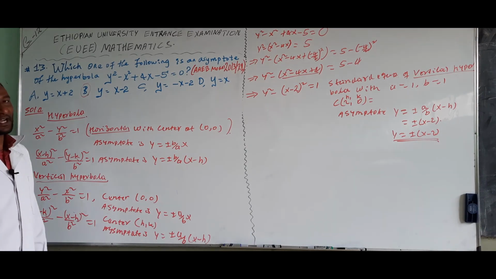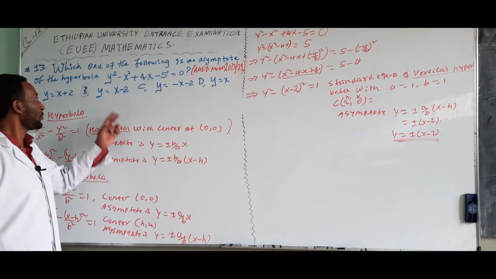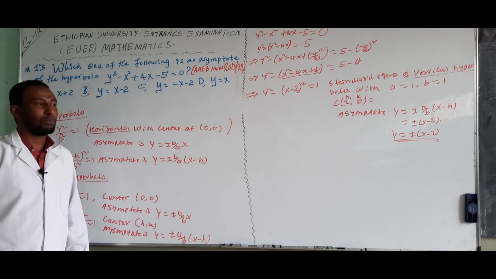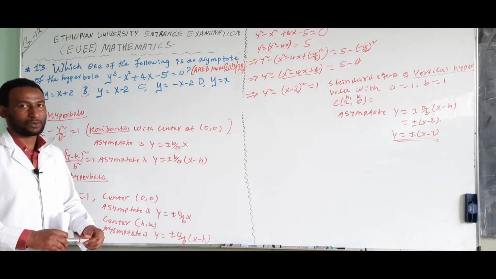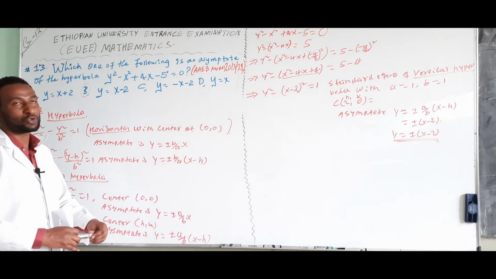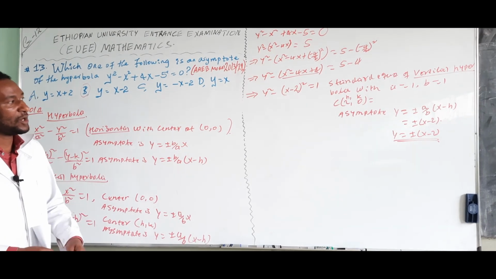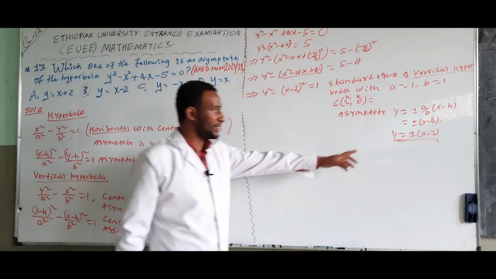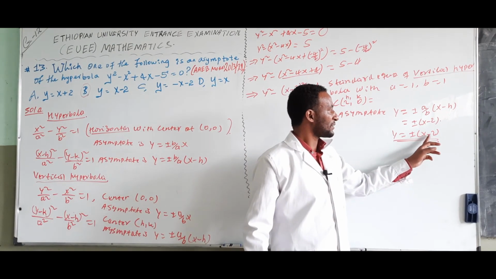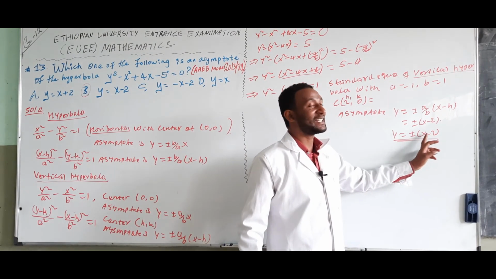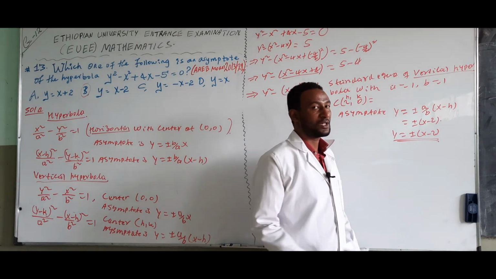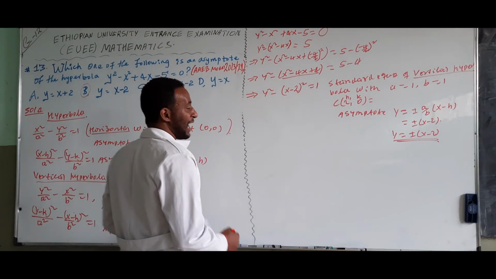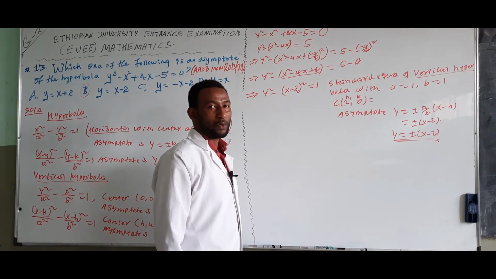But when we find both asymptote lines of the hyperbola, they are y is equal to plus or minus x minus 2. This is two lines, which are y is equal to x minus 2 and y is equal to negative x minus 2, because a vertical hyperbola has two asymptotes.